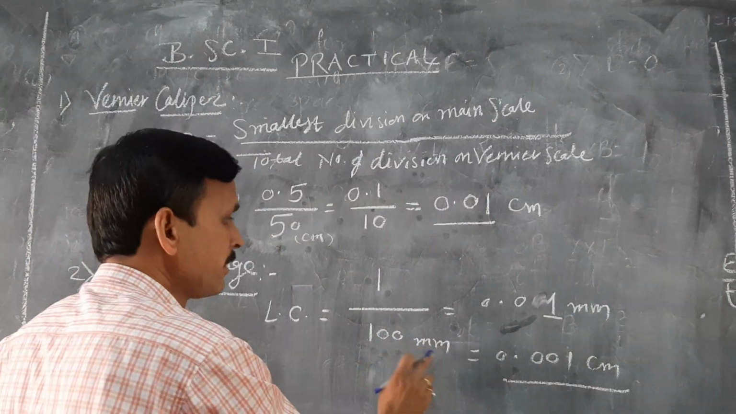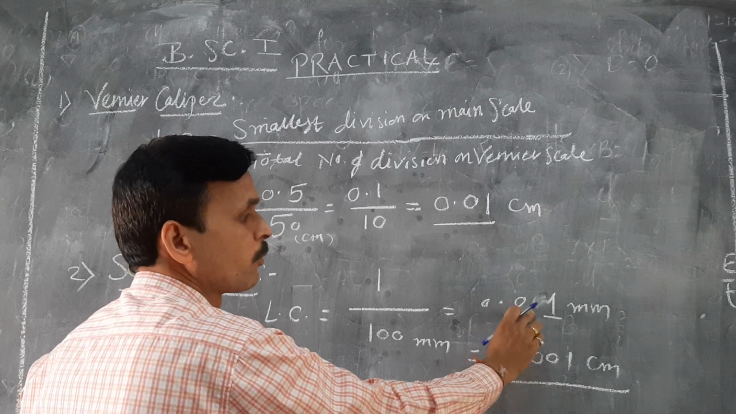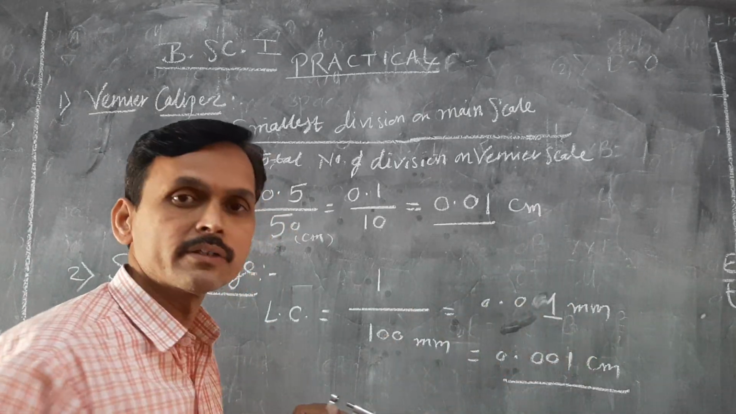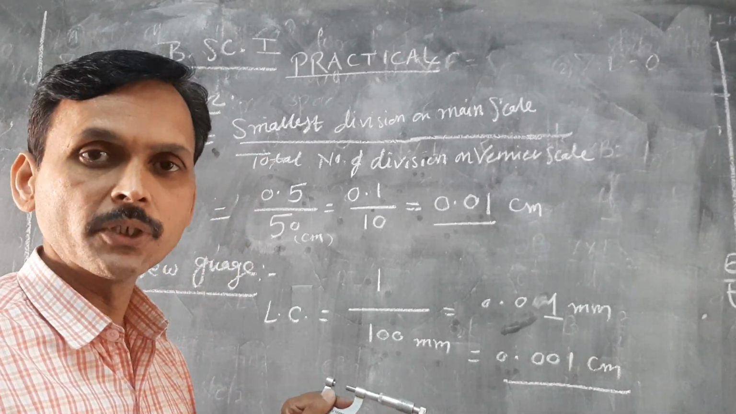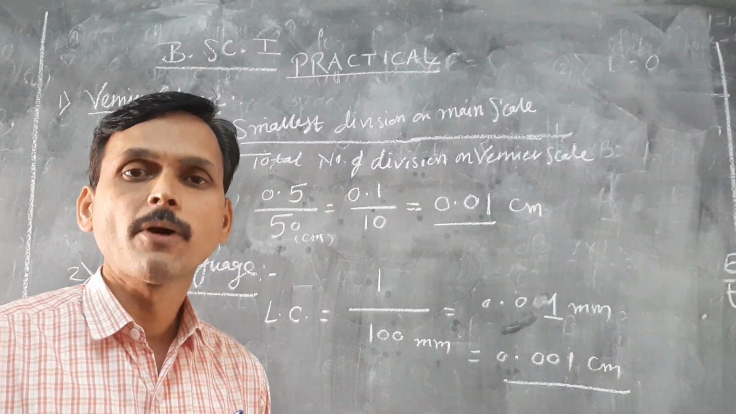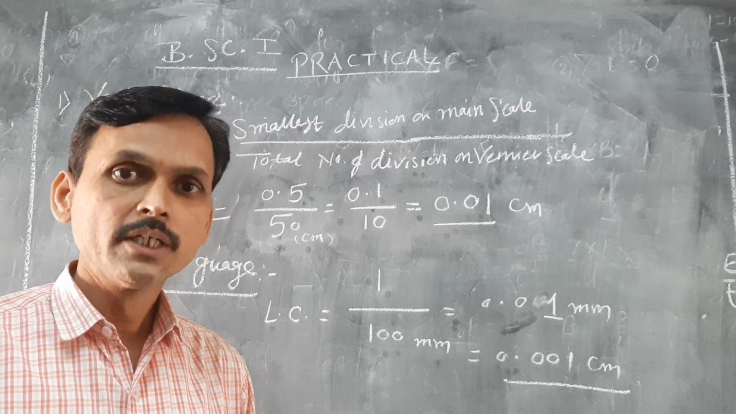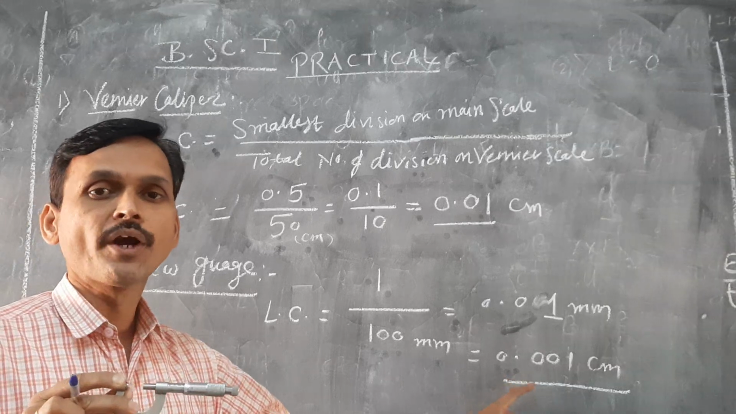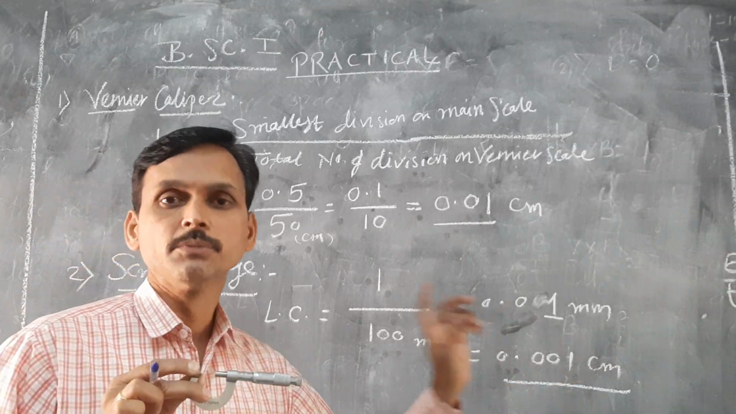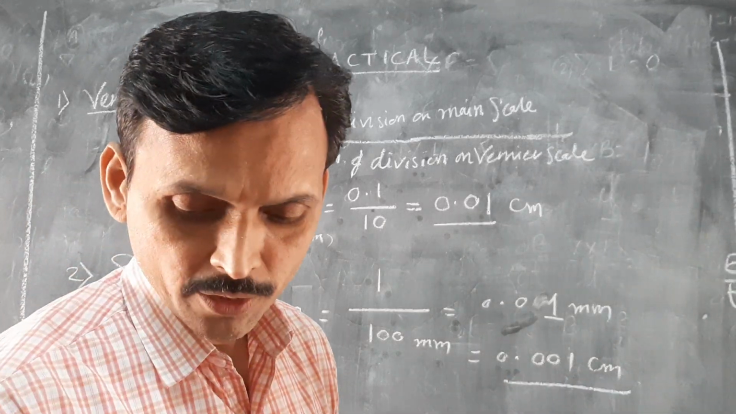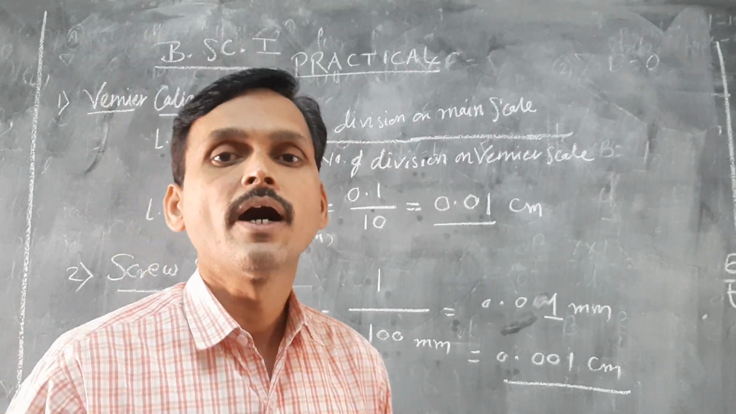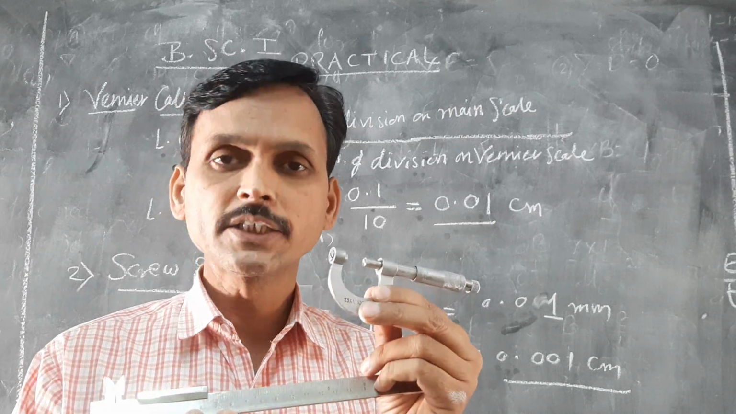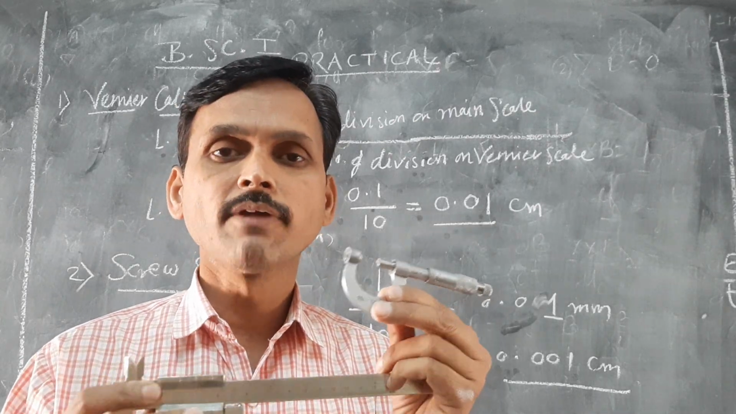So 1 by 100 millimeter gives you 0.01 millimeter, and you can convert that unit from millimeter to centimeter by multiplying by 10 to the power minus 2. Okay, so you will get the least count of the screw gauge as 0.001 centimeter. In this way, today we tried to understand the important function of Vernier caliper as well as screw gauge.